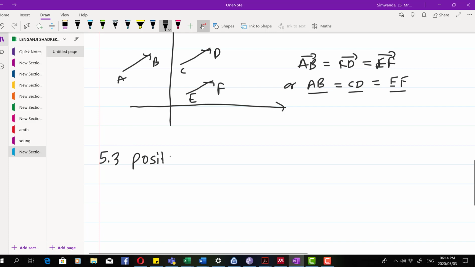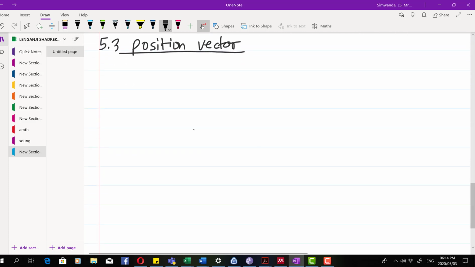We look at the concept of a position vector. Okay, so a position vector. I won't give a descriptive definition. I'm just going to give you a pictorial representation of the concept of a position vector.